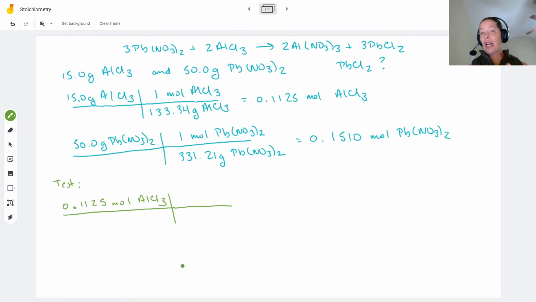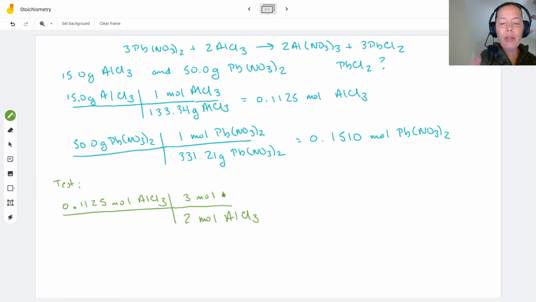Okay, so the question I'm asking myself is, I have this many moles of aluminum chloride. If I'm going to use all of this up in the reaction, how many moles of my lead nitrate do I need to do that? All I'm doing is using the mole ratio to convert from aluminum chloride to lead nitrate. So I want to make sure that my moles of aluminum chloride cancel, so that goes in the denominator.